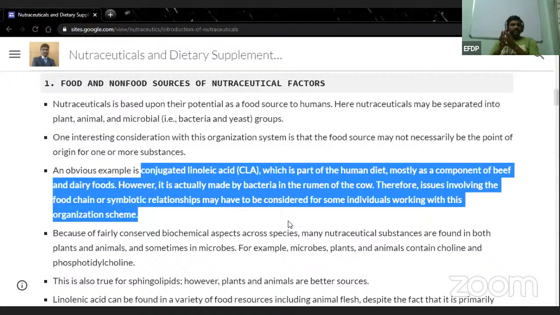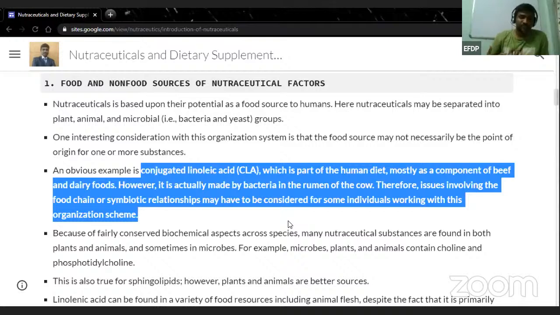However, it is made from the bacteria of the rumen of a cow. Means what? The particular cow milk is there. We are using cow milk in our day-to-day life, which has a nutritional component known as conjugated linoleic acid, and we require this conjugated linoleic acid. But it is not a food source. मतलब dairy milk में से नहीं रहता. It is not produced in the milk, but it is produced in the rumen of the cow.